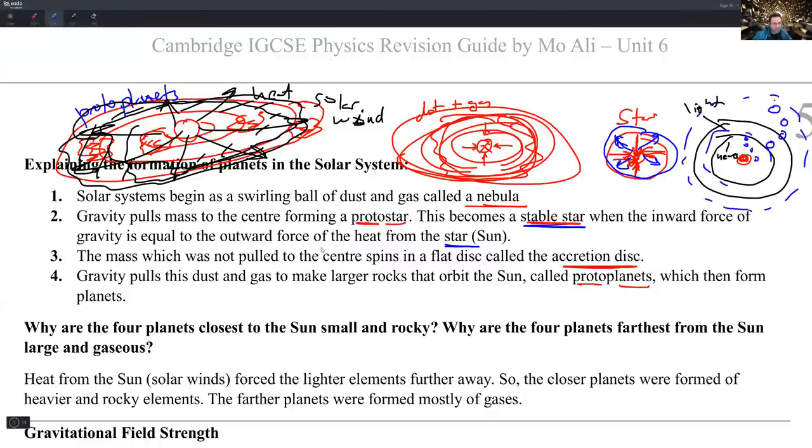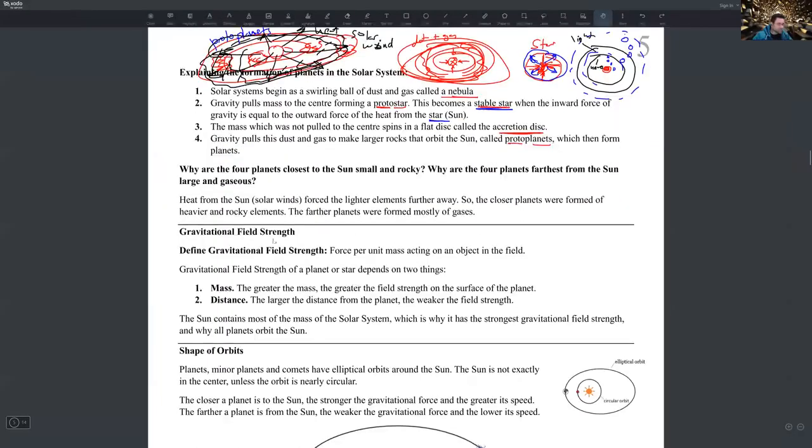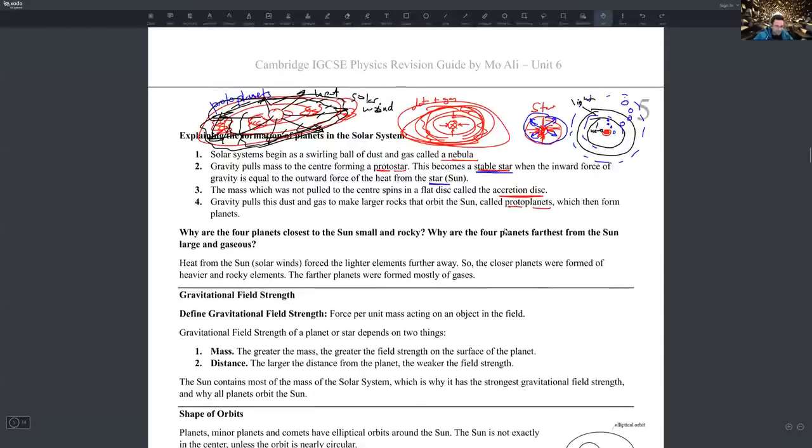Okay? So if I ask you, and it's a very common question, why are the 4 planets closer to the sun small and rocky? Or why are the 4 planets farthest from the sun large and gaseous? What will you say? During the formation of the solar system, the heat from the sun, you can call it solar winds, pushes the lighter elements further away. So the closer planets were formed of heavier elements, and the farther planets were formed of gases. Do you get this? There's a lot of rote memorization and description in Unit 6.